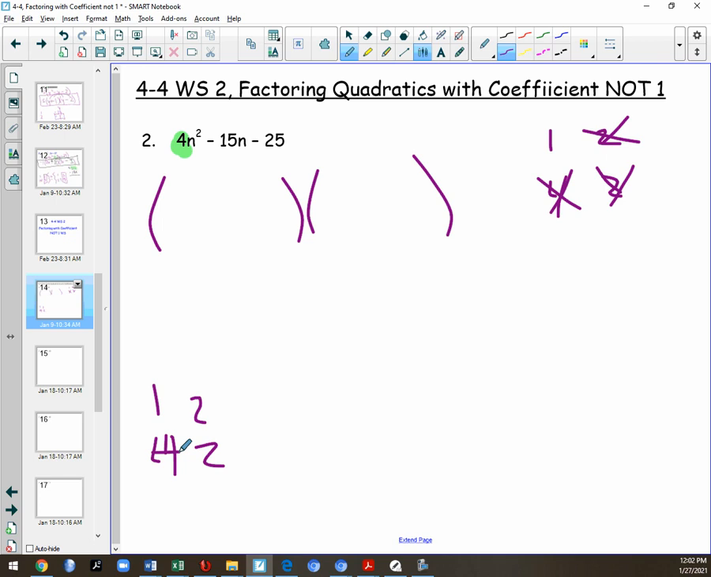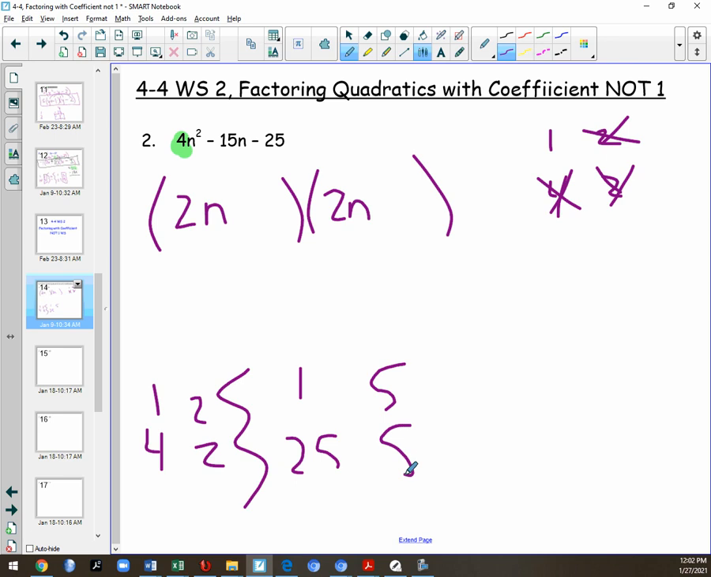Now, I told you guys that 90% of the time you are going to use your inner factors here. So if I use my inner factors, I'm going to have a 2n and a 2n. Factors of 25 are 1 and 25 and 5 and 5. Now, if I put a 5 and a 5 here, that's going to give me a 10n and a 10n. Is that going to give me 15 whether I add or subtract? The answer to that is no.